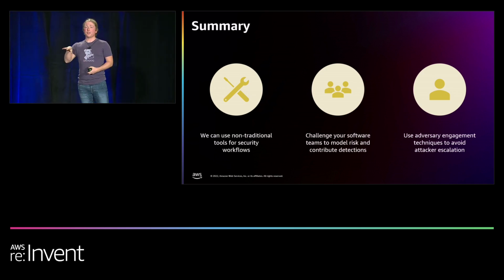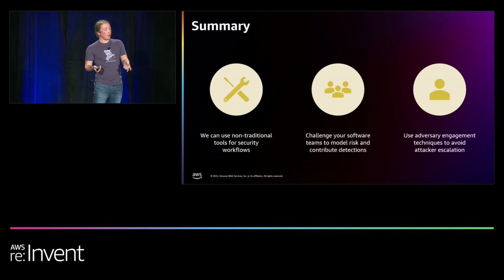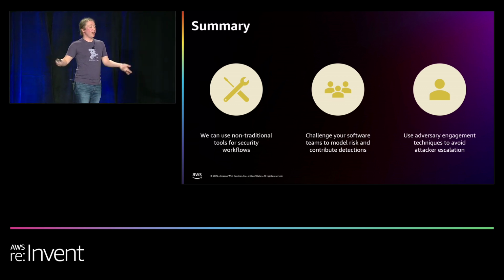So in summary, and we are going to have some time, and we'll be able to take questions at the end, we can use non-traditional tools for security workflows, feature flags being one of the ones that hopefully now you all are inspired enough to put in your tool belt. You can challenge your software teams to model risk and contribute detections back to whatever your cloud security product is. Maybe it's Datadog, maybe it's something else. And you can use this fun new thing that's an emerging space in cyber to do things like adversary engagement and annoy your attacker potentially before you have to take the entire system offline, or they escalate to a more severe pattern of behavior.